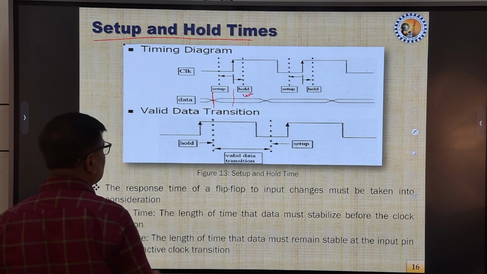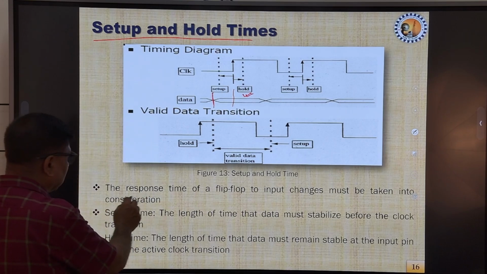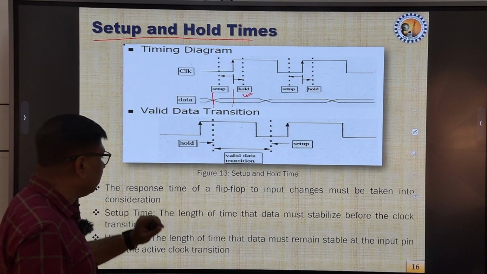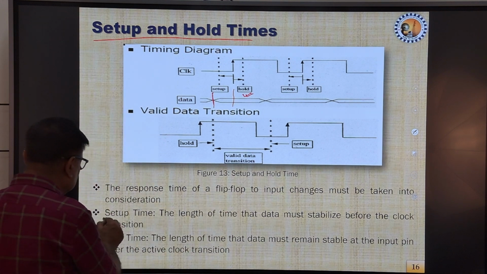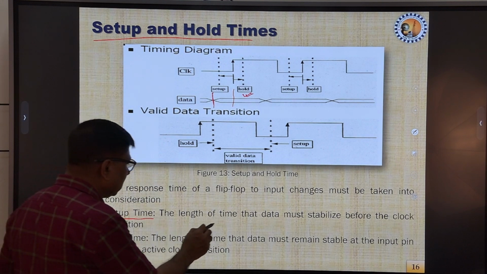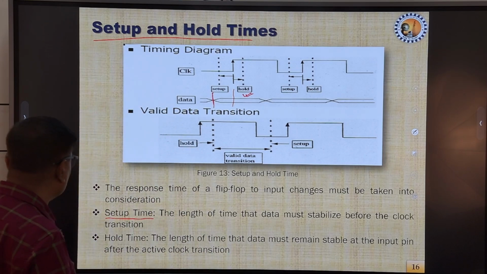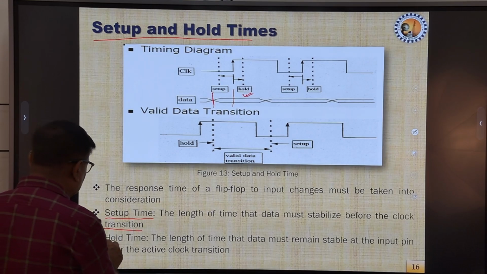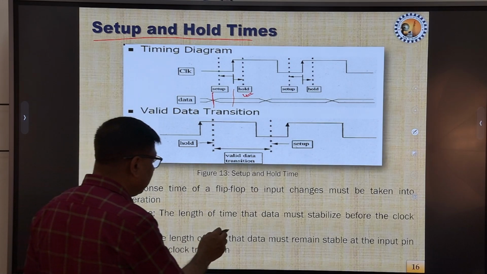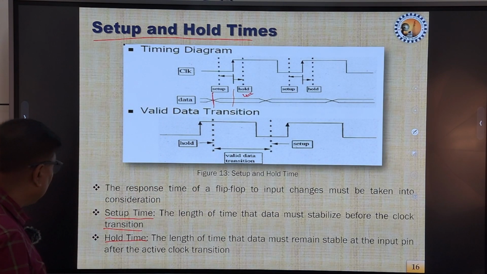So, this is very important. As the definition tells, the response time of the flip flop to input changes must be taken into consideration. So, what is the setup time? The length of time that data must stabilize before the clock transition. And hold time is the length of time that data must remain stable at the input pin after the active clock transition.